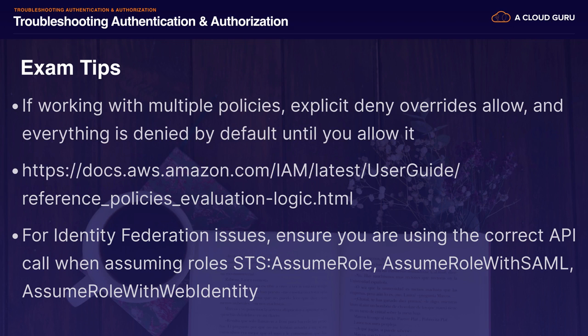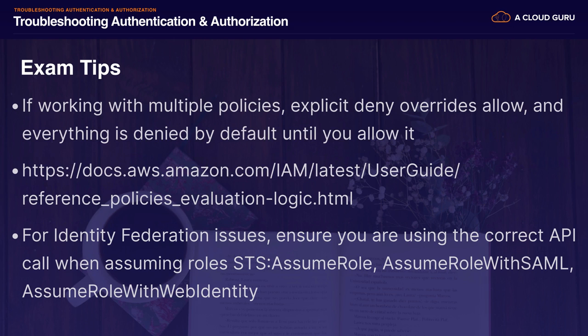Moving on to authentication and authorization. If you are working with multiple policies, just remember an explicit deny always overrides an allow. And everything is always denied by default until you go ahead and explicitly allow it. And if you need a reminder about the policy evaluation logic, there is a really good webpage in the Identity Access Management User Guide. And I've included the link to that guide in the resources section of the course.